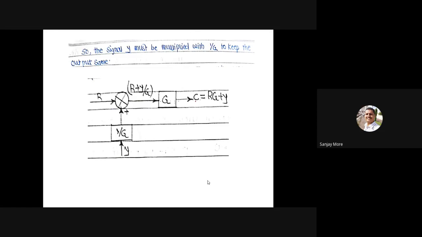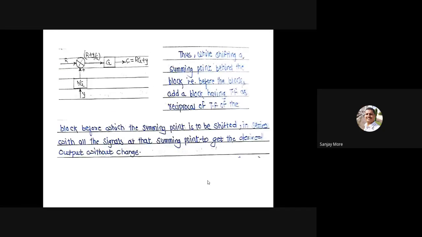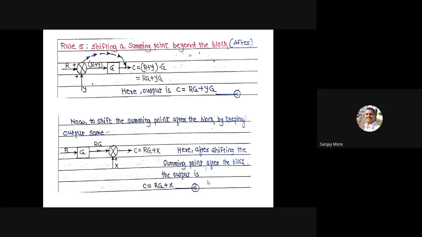If you shift the summing point before the block, to keep the output the same you have to multiply with 1 divided by G.